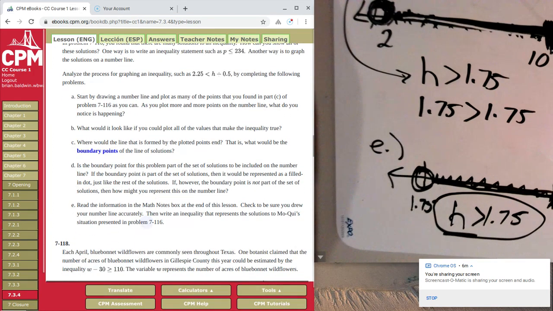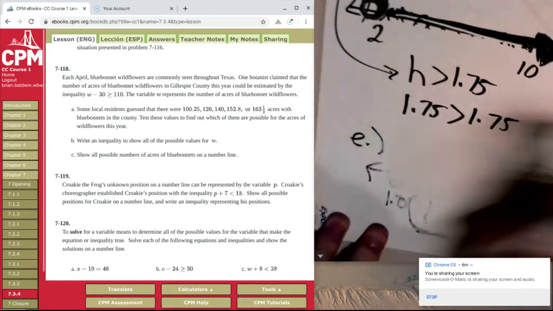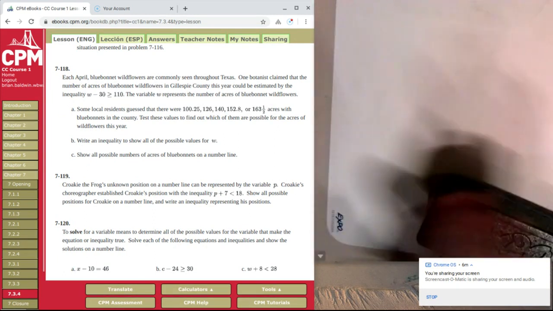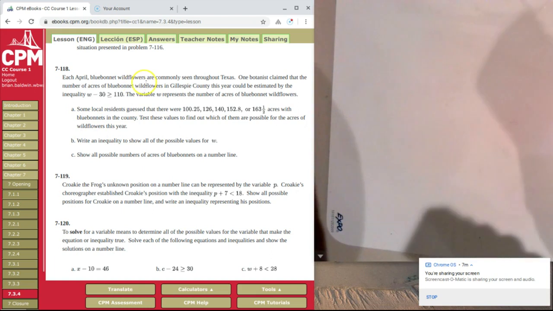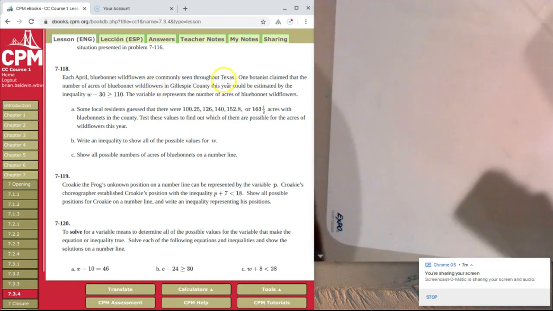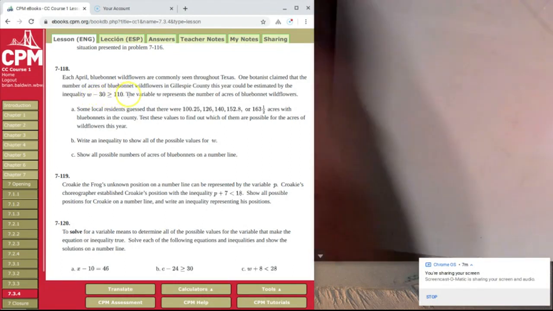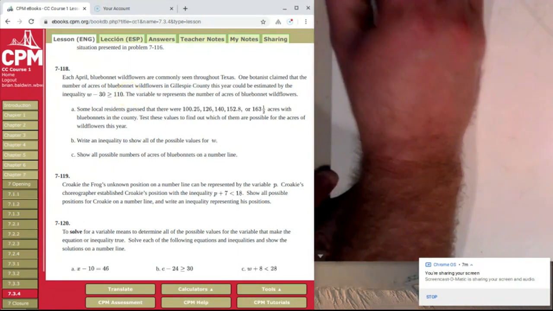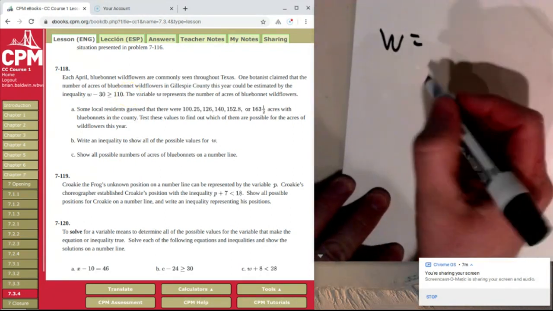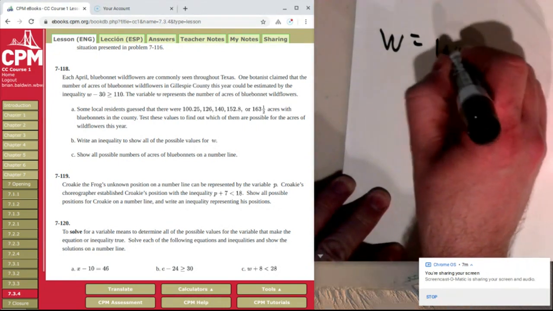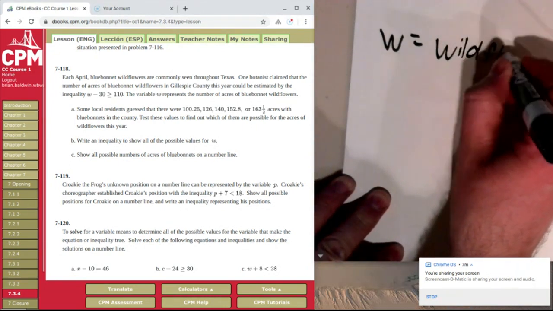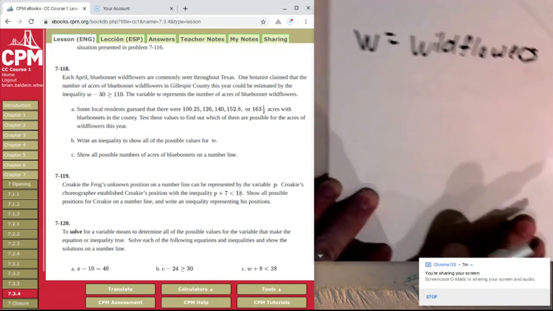Moving on, 118. Says each April, bluebonnet wildflowers are commonly seen throughout Texas. One botanist claimed that the number of acres of bluebonnet wildflowers in Gillespie County this year could be estimated by the inequality W minus 30 is greater than or equal to 110. The variable W represents the number of acres of bluebonnet wildflowers. So again, we went ahead and defined the variable.